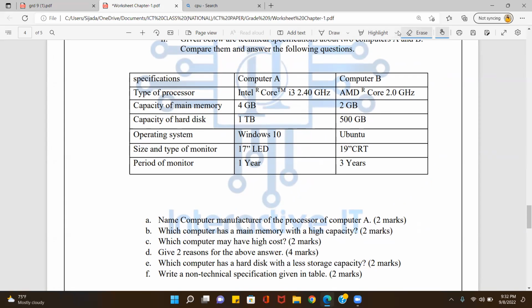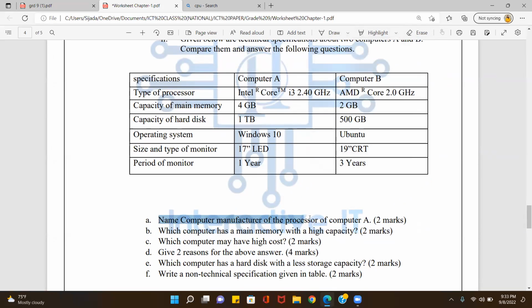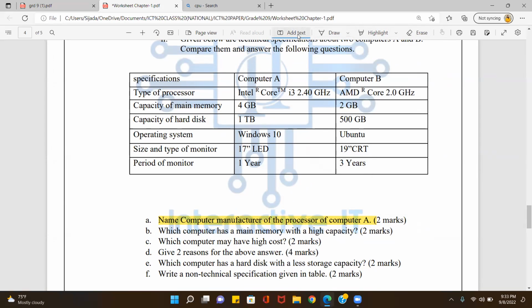Now look at this and tell me who is the manufacturer? The first question they are asking is, name the manufacturer of the processor of computer A. Who is the processor manufacturer? Intel. What about computer B? AMD. You don't have to say the word R. It's AMD. AMD, Intel, and Apple are the only ones. The R is just a copyright mark.